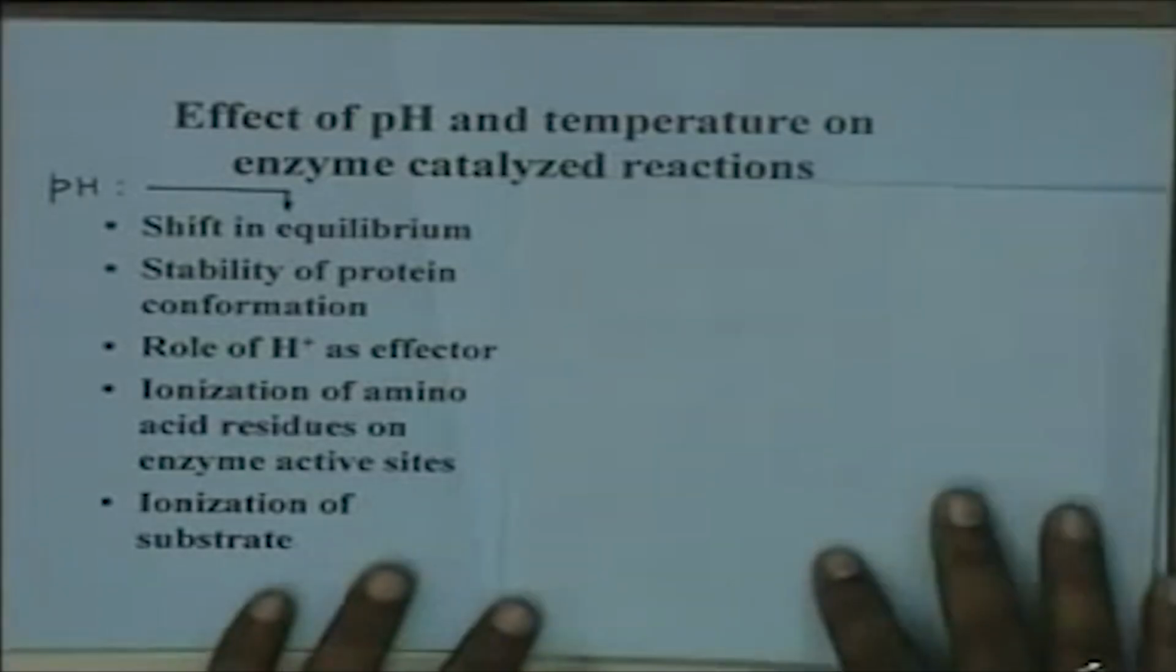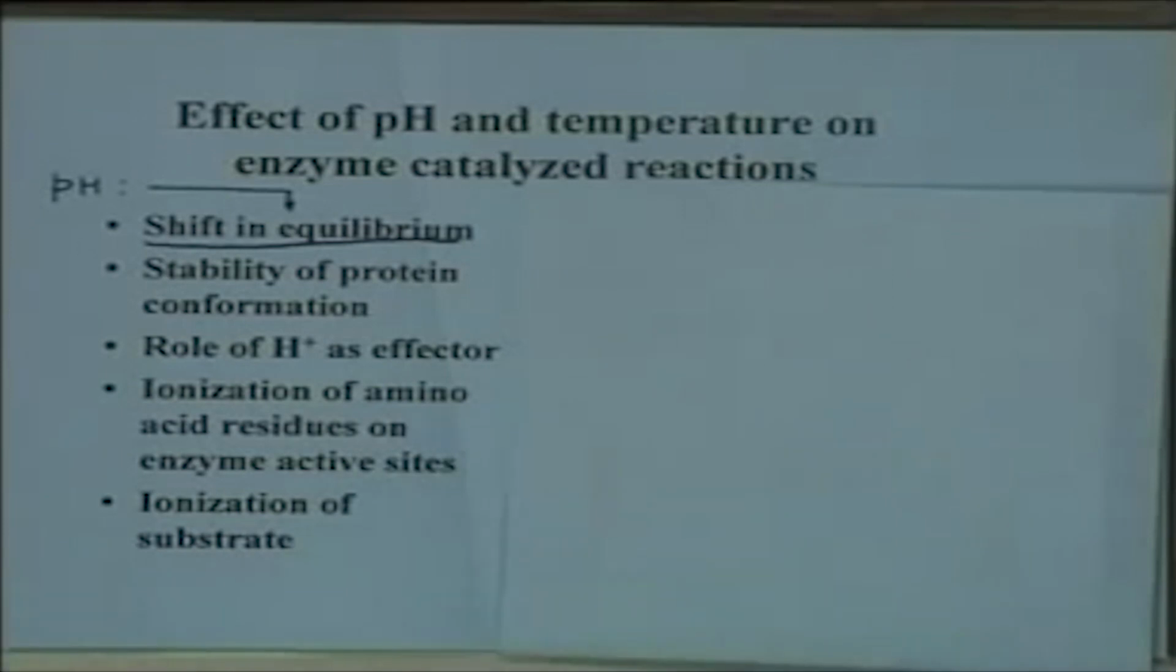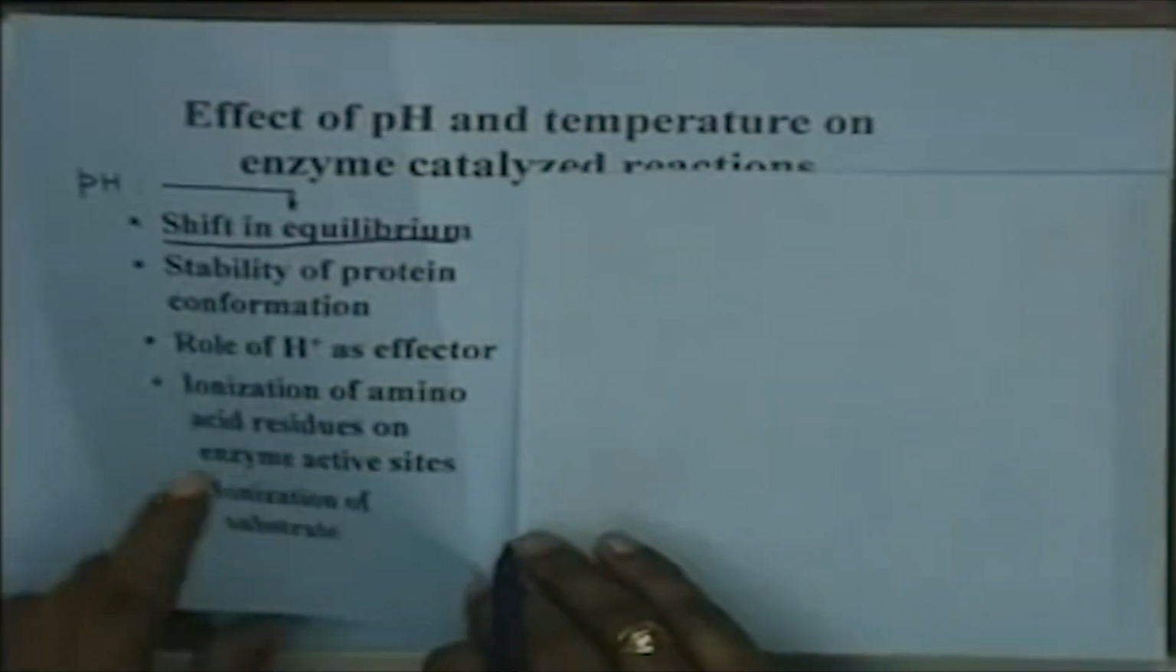In the case of pH and temperature, the effects are multidimensional. Looking first at the pH effects, you will notice that pH influences enzyme reactions in a number of ways. The first and probably the most common feature could be the shift in equilibrium. A number of enzyme catalyzed reactions that are reversible in nature can be affected strongly by the pH, particularly reactions like those of the oxidoreductases.